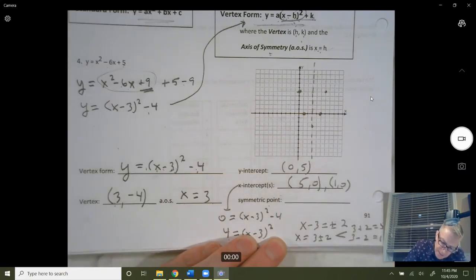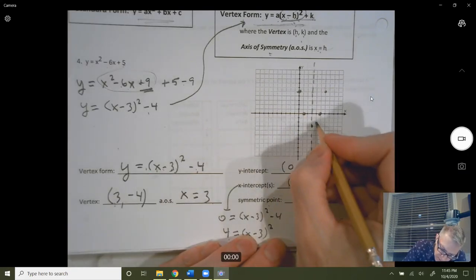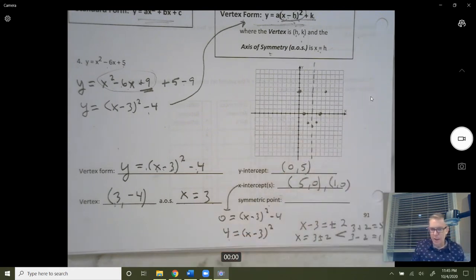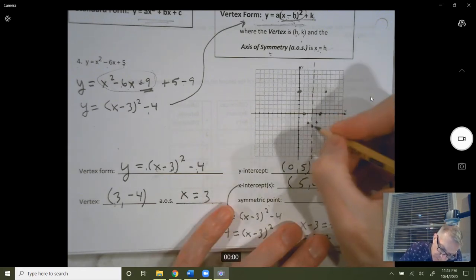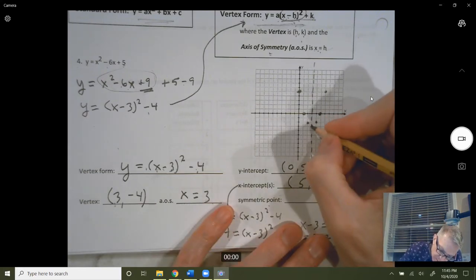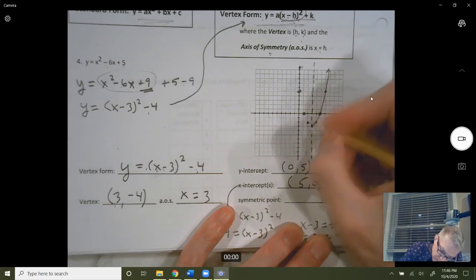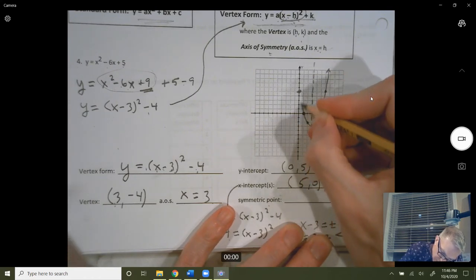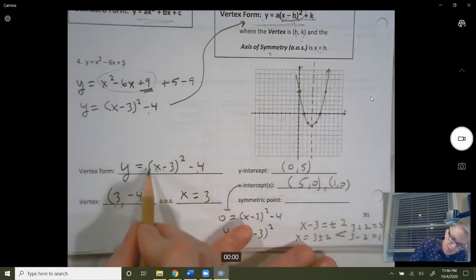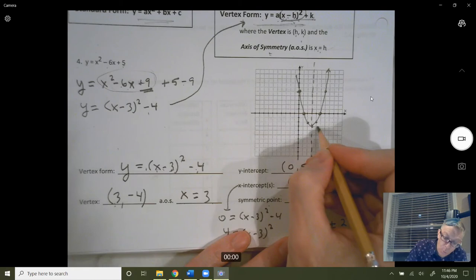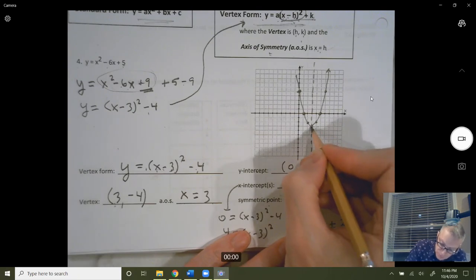And because of our pattern, we're going to talk about kind of a rapid way to plot parabolas. We know that there would be another point here. Hopefully you recognize that pattern, that when you've got a parabola and your a value, this value right here, is a positive 1, the pattern is over 1 up 1, over 2 up.